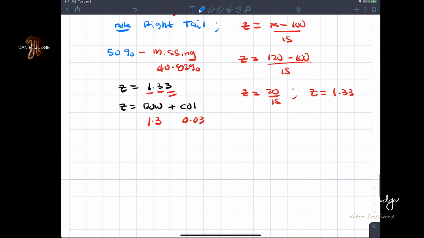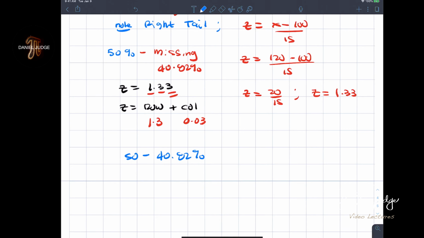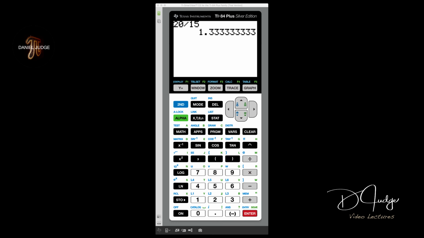So 50 minus 40.82% is going to be what's in the right tail. Let's see how close this is. 50 minus 40.82% gives you 9.18%. Okay, and let's see, 9.18%. This is what we get using the table.